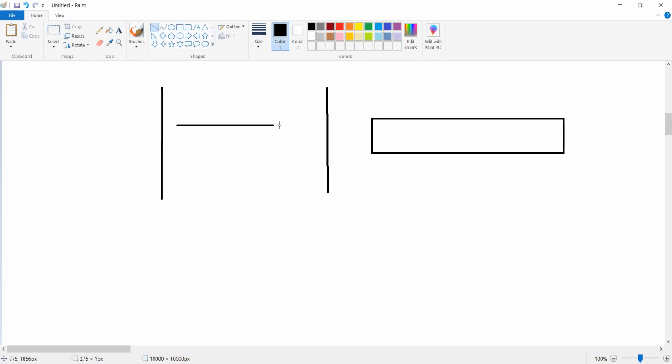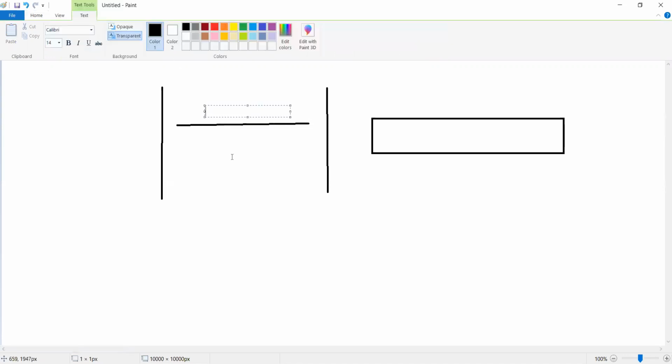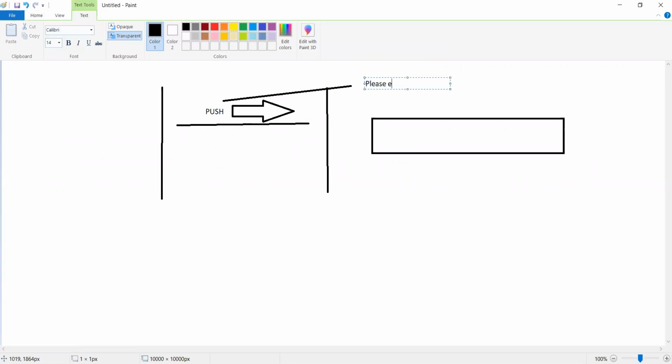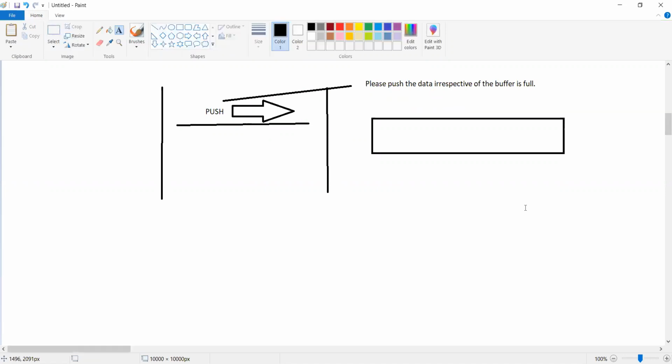So if the push flag is enabled, this means push the data as and when it arrives, immediately, without waiting for the buffer to be full. Am I clear?